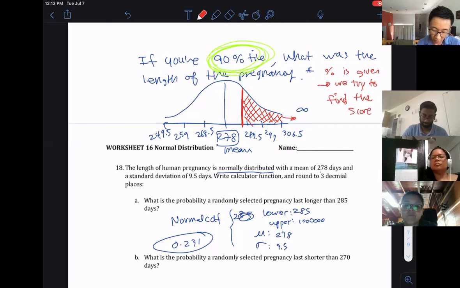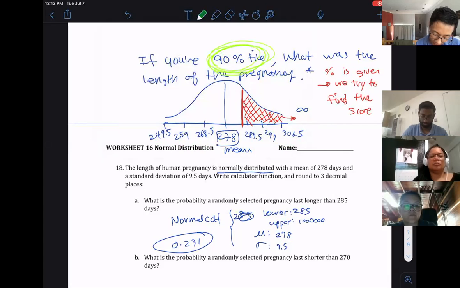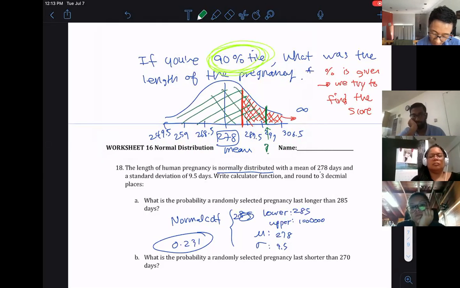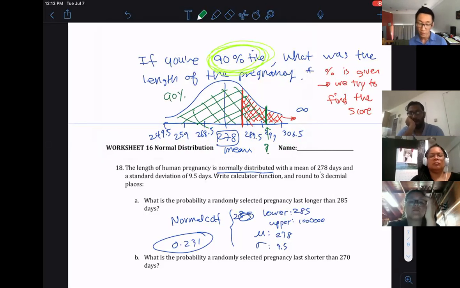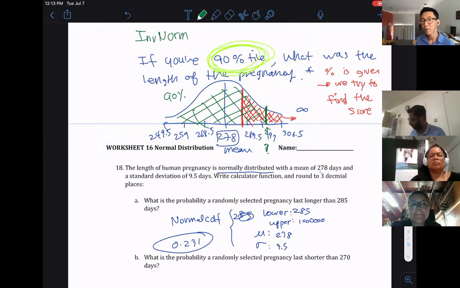The numbers on the bottom are called scores, like Z score, right? In this case, 90% is probably somewhere here. I don't know exactly how many days. So I'm going to use the function inv norm. Inverse means backward. You already gave me the answer, 90%, but you're trying to find what the question was.